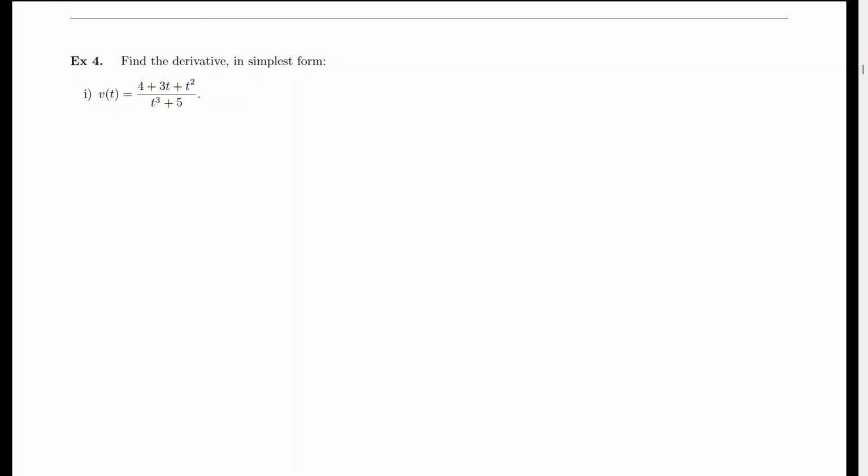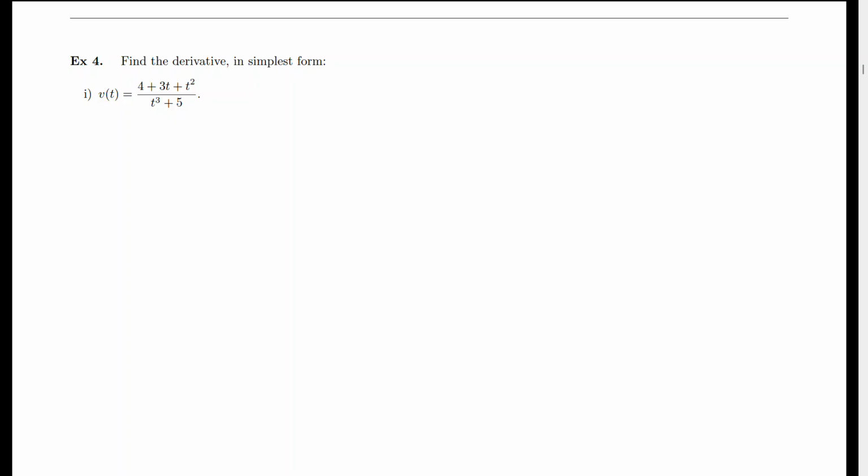Okay, example 4 gives us more of the same thing. We are supposed to find the derivative again in simplest form, and what I want to point out here is, again, the denominator has more than one term, so I cannot reduce the fraction and do the basic rules. I have to start with the quotient rule.